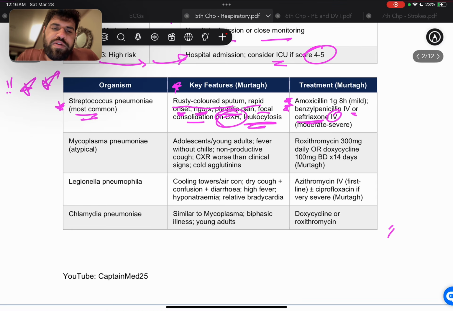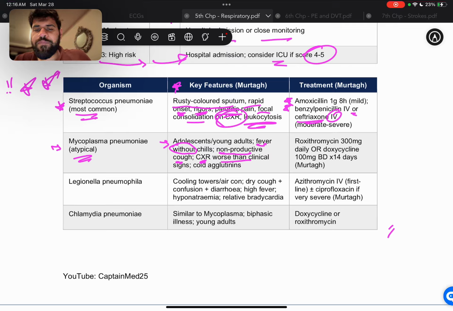Then Mycoplasma pneumoniae, which is atypical, as you read above. We see this in young adults and adolescents. The important fact is that they have fevers without chills, all right, and they have a non-productive cough. Chest X-ray is worse than clinical signs. We see cold agglutinins for these patients as well. So how do we treat them? We give them roxithromycin, all right, or doxycycline, 100 mg twice daily for 14 days.